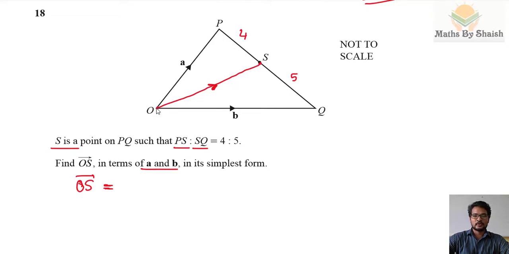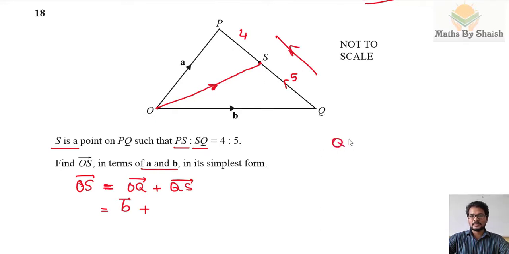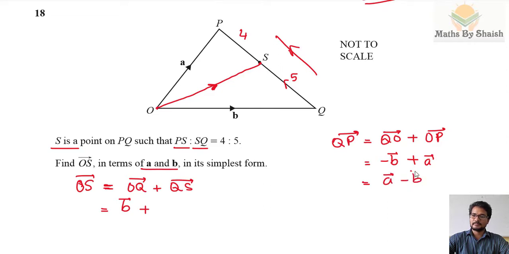So first of all we can go from O to Q, so it is O to Q, and then Q to S. So now we can see we have already B value, all we need is QS. So for QS we can have this total, and that is QP vector, and QP vector means Q to P from the known path, so we'll go from Q to O and then O to P vector, and Q to O is minus B because this is the another direction, minus B vector, and O to P is A vector. So altogether we got this as A vector minus B vector.